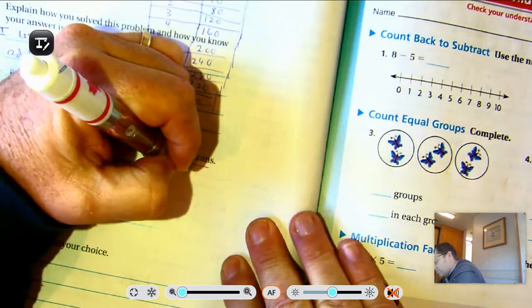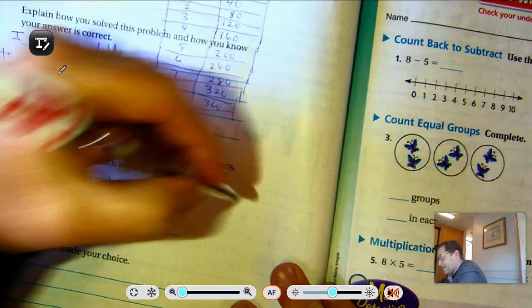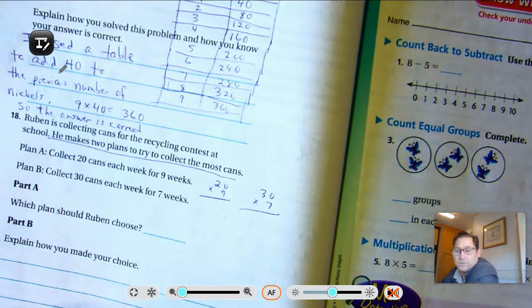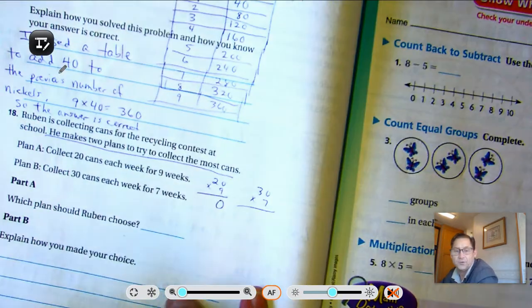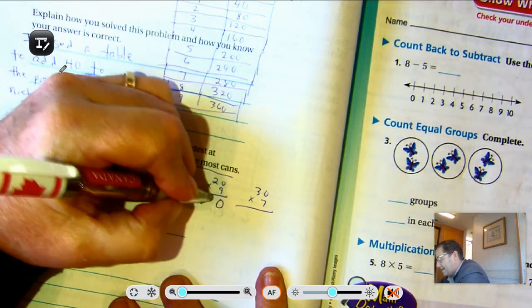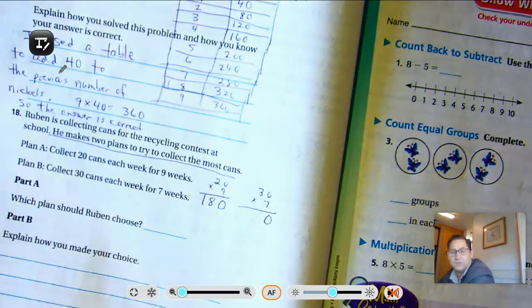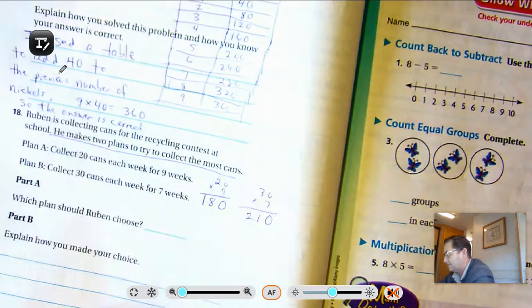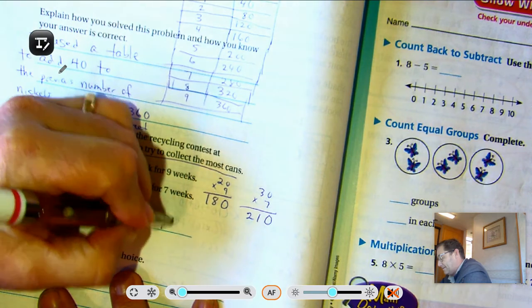So Plan A would be 20 times 9. Plan B would be 30 times 7. Okay, so let's just multiply to see which one has more. 9 times 0 ones, 0. 9 times 2 tens is 18 tens. 7 times 0 ones is 0. 7 times 2 is 14. Add 7 more is 21 tens. So 210. So he should use Plan B.